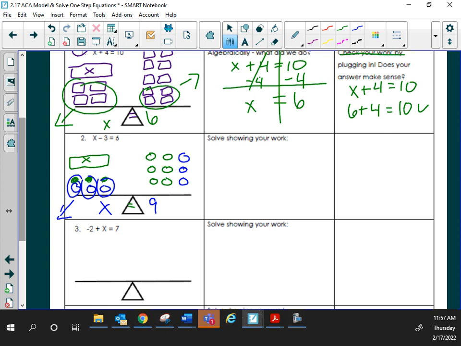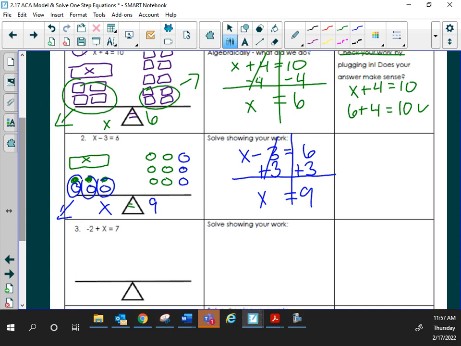Okay? Showing my work mathematically. Copy the equation. X minus 3 is equal to 6. Where I have the equal sign, I'm going to draw a slash. What did I do mathematically with the blue? I added 3. To get rid of subtraction, I add 3. To keep it balanced, I do it on both sides. So x was 0, 0. This cancels out. Those were my 0 pairs. X is equal to 9.